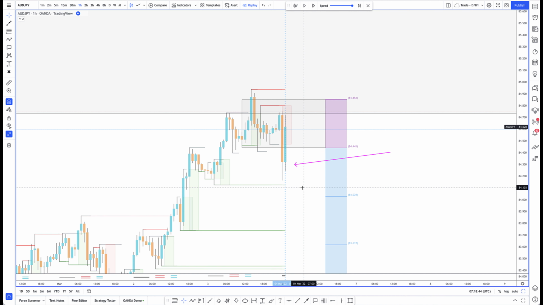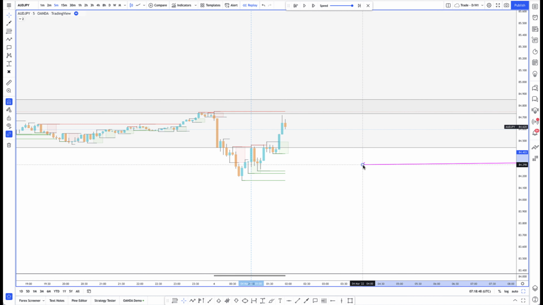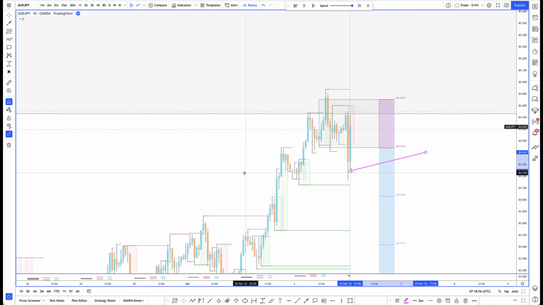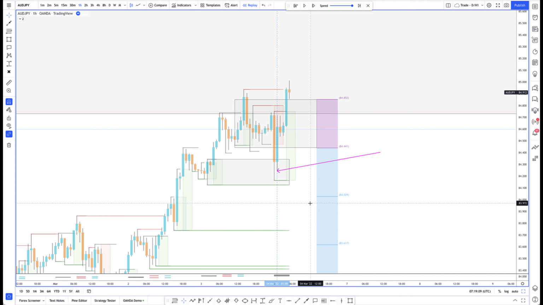Let me show you. So this is 1 hour. I'll show you 5 minutes. So when I entered the trade, it was here. It gave me a good rejection, but you can clearly see on the 1 hour time frame, it did not break this structure here. And obviously price shot up from there.